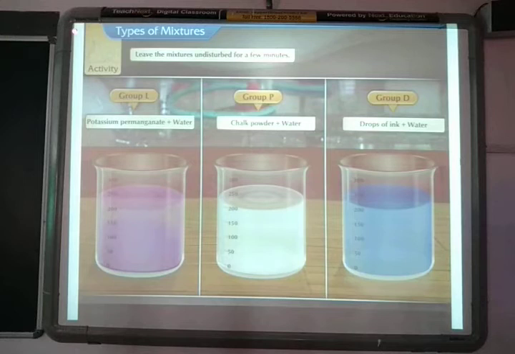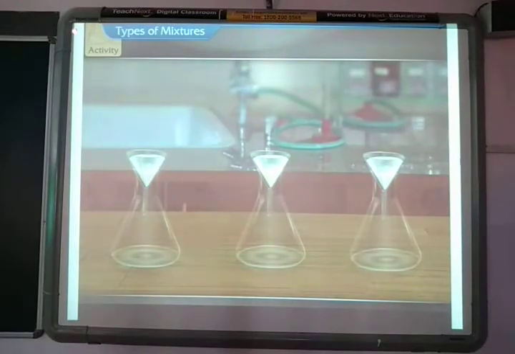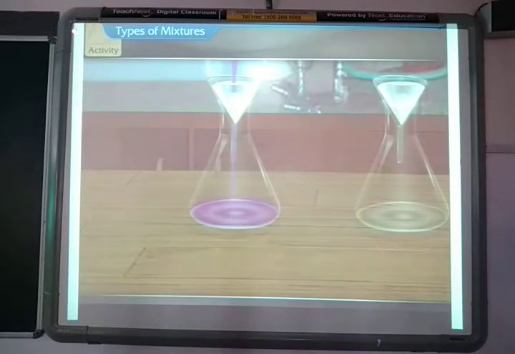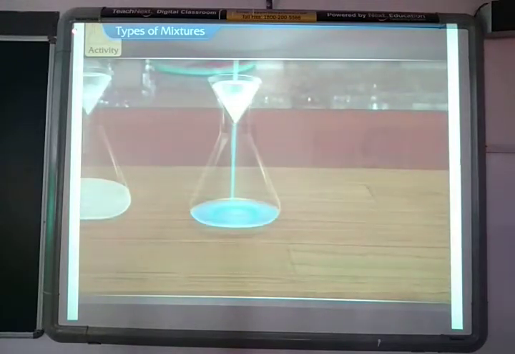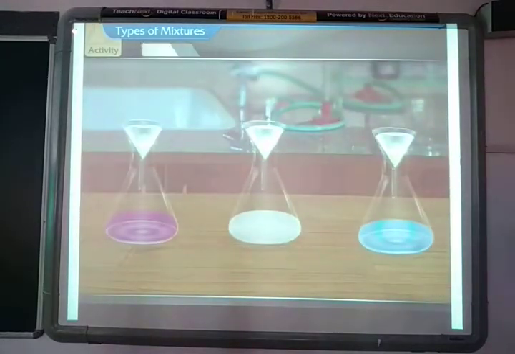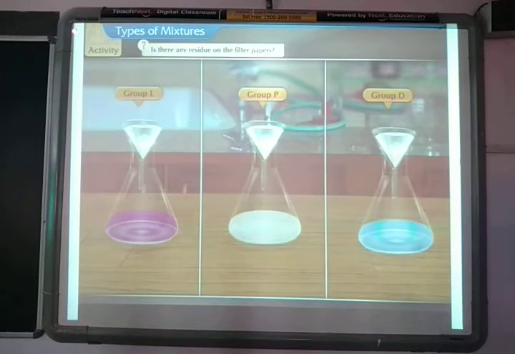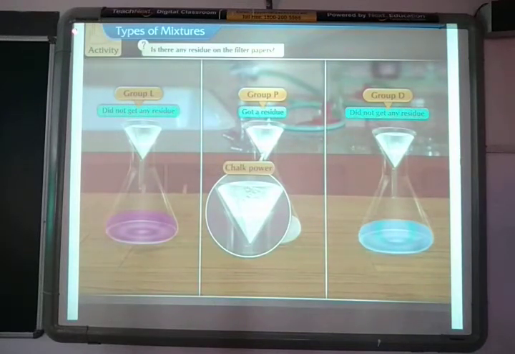Leave the mixtures undisturbed for a few minutes. Arrange three filtration assemblies using conical flasks and ordinary filter papers. Now, filter each of these mixtures through the filter papers. The mixture of group L is called a solution. The mixture of group B is a suspension. And that with group D is a colloidal solution.